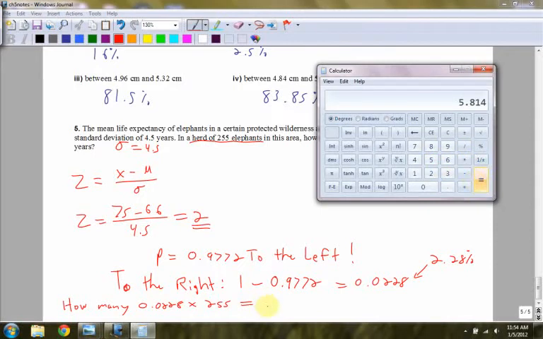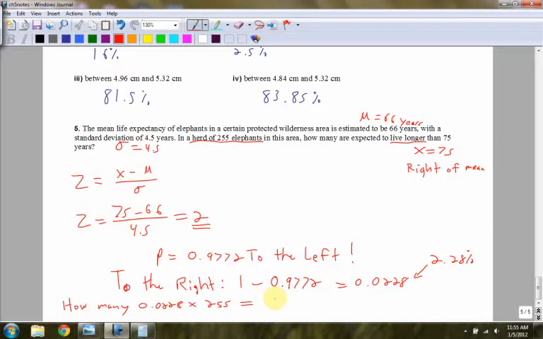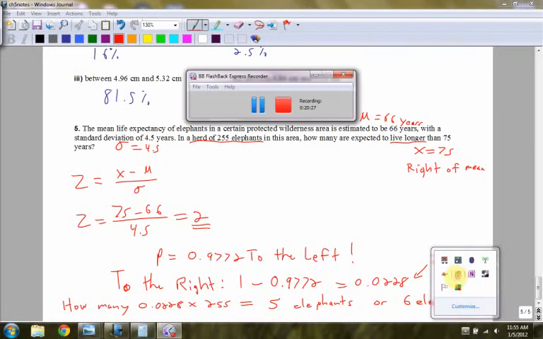About 5.8 elephants. You can't have 0.8 of an elephant, so let's just say 5, because we have 5 complete elephants, or 6 if you round it up. Okay. So 5 or 6 elephants will live longer than 75 years. Makes sense because you have a mean of 66 years, which is the average, and 75 is a lot more, so it's going to be quite a few less. All right, so that's section 5 completed. There you go.